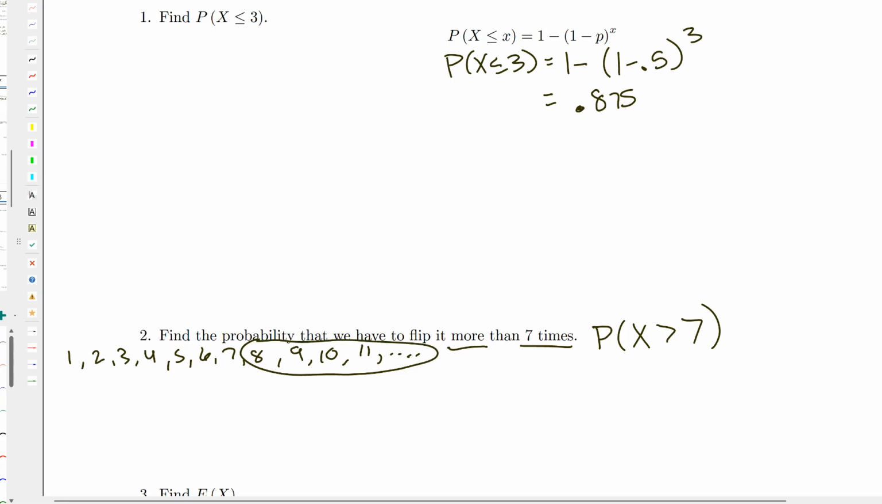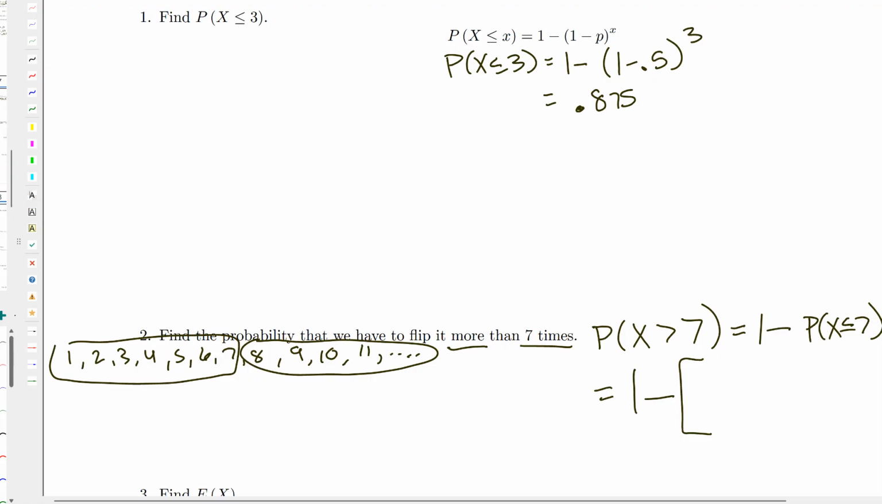So what is the complement? The complement is actually going to be the 1 through 7. So this is going to be 1 minus the probability that X is less than or equal to 7. So I'm going to just look at the complement. So this is going to be 1 minus, and now everything in brackets, 1 minus (1 minus 0.5) to the power of 7. I realize that's a lot of 1 minuses. If I did that correctly, I should get 0.0078125.